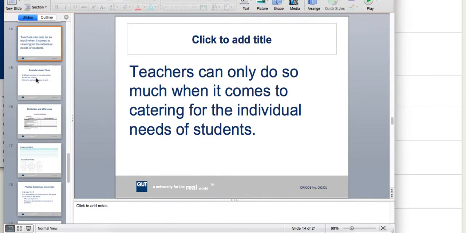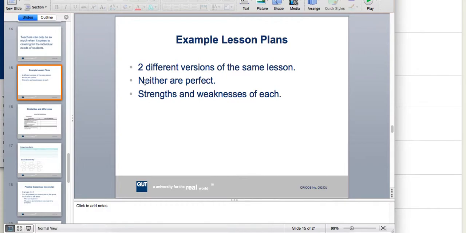Okay. This is the next activity, and this really gets into lesson planning. On Blackboard, there are two versions of the same lesson. Neither are perfect, and we're going to look at the strengths and the weaknesses of each one.